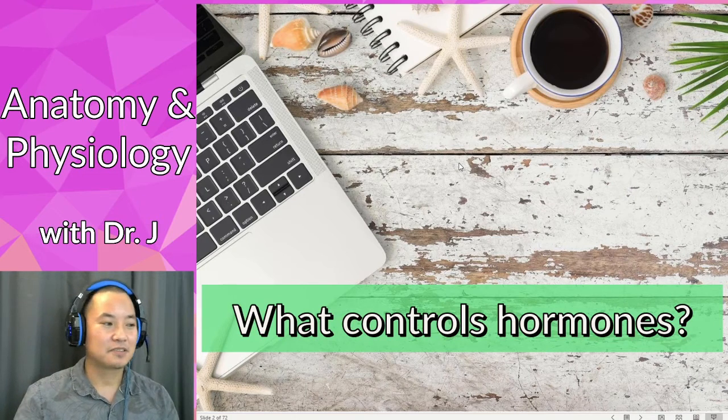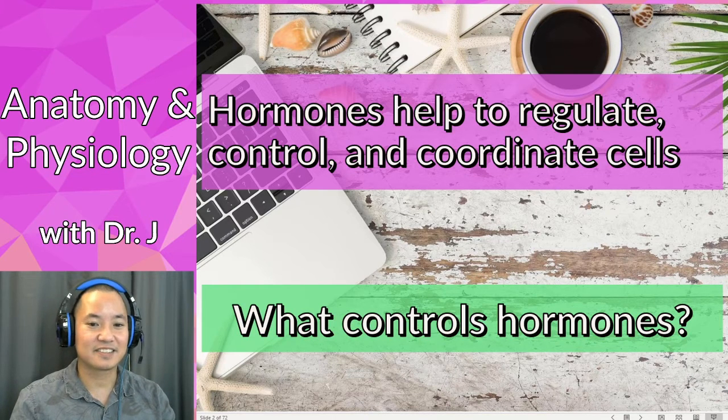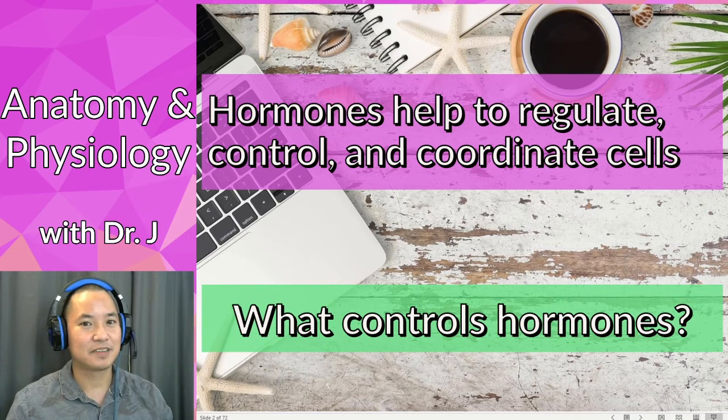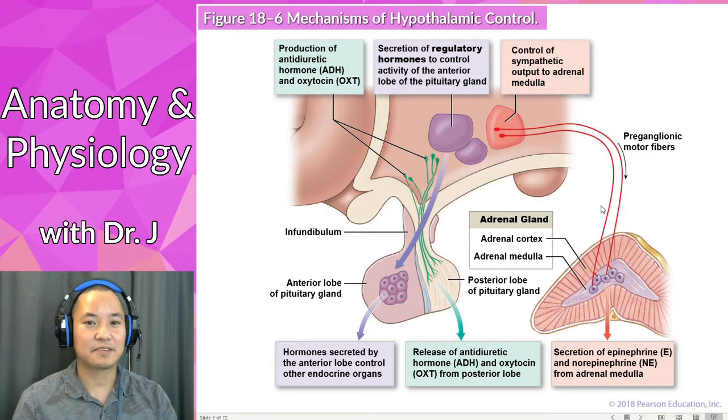Basically, what controls hormones? We know that hormones help to tell cells and tissues what to do at a distance, but what actually controls hormones themselves? Do hormones just appear out of nowhere? Are they just secreted at random? There are various mechanisms of hypothalamic control.